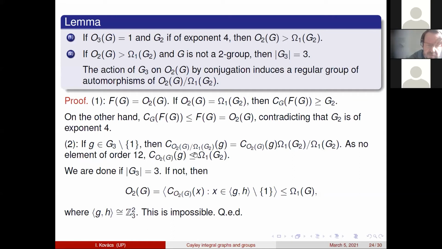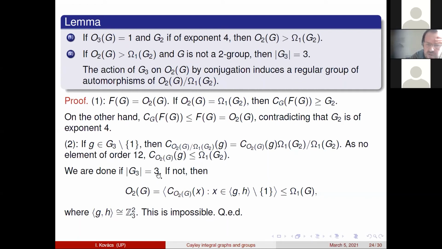To prove this, we first observe, we take an element from G_3. This is an element of order 3 because of the exponent condition, and the centralizer of G in the quotient is just an image of the centralizer in G. Using the fact that there is no element of order 12, the centralizer cannot contain an element of order 4. So the centralizer must be contained in this group, but that means this is a trivial group. So on the quotient, we have a fixed-point-free action, and we are done if G_3 is 3.